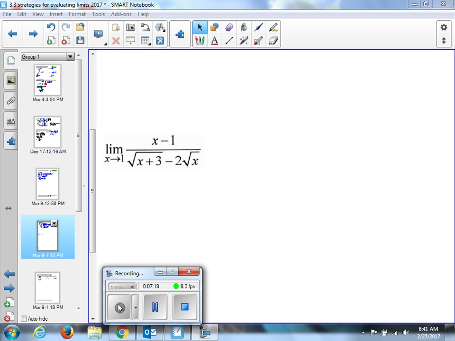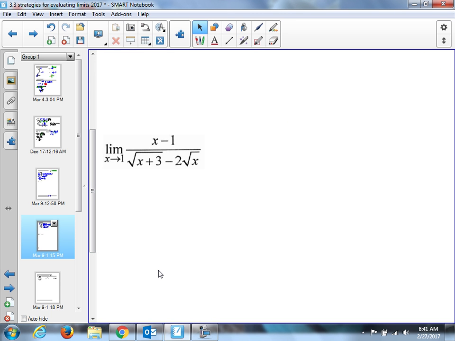Okay, another radical question. This time it's on the denominator. X approaching 1, you can quickly scan it and see you'd have root 4 minus 2, so yeah, you'd have 0 on the bottom. Can't do this. And 0 on the top. Let's try out the old trick we just learned. Create a difference of squares.